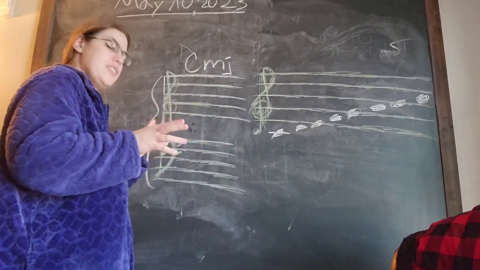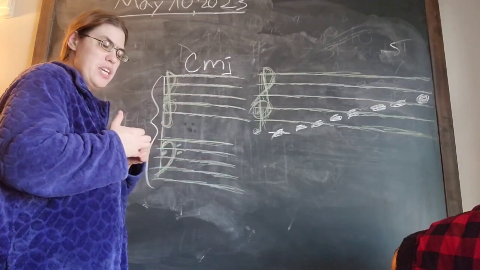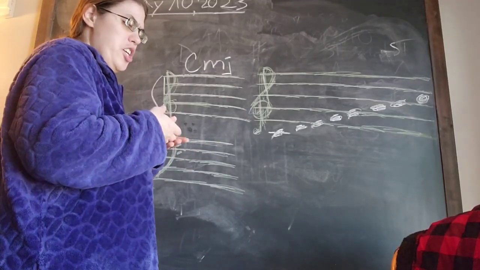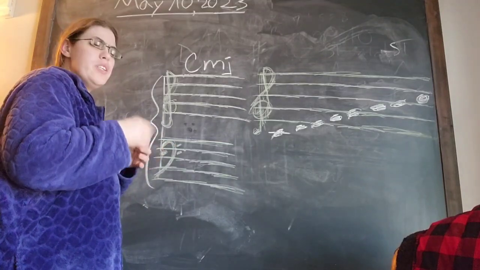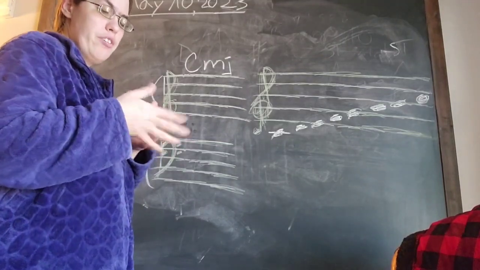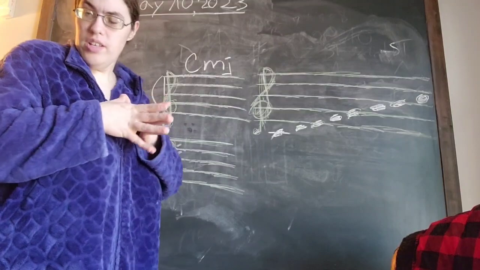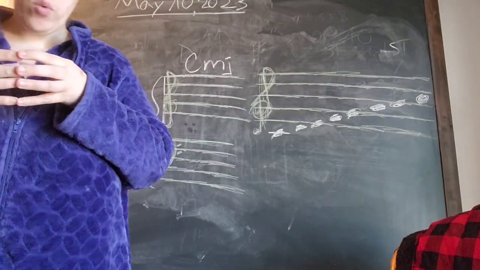Now the next key that we're going to talk about is the key of G major. That one is where we're going to start to add the various accidentals. So we are going to do that.